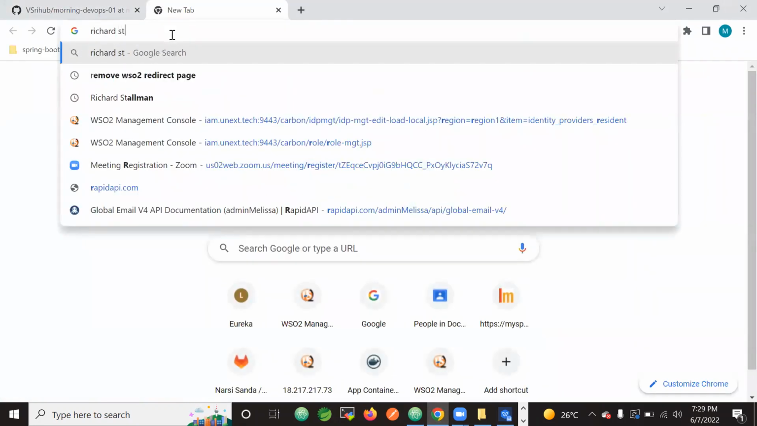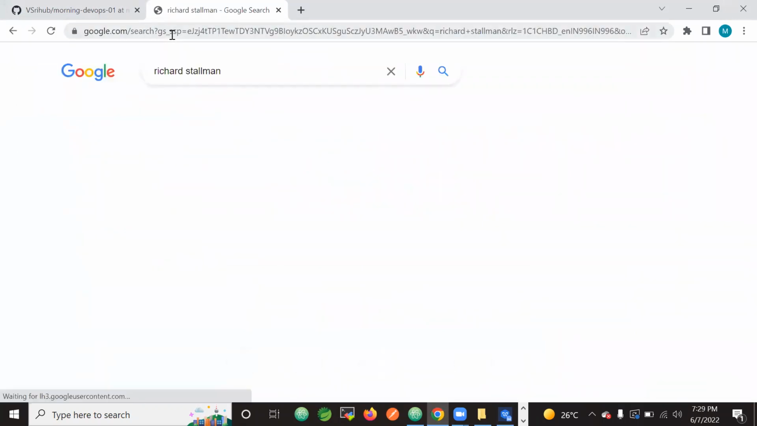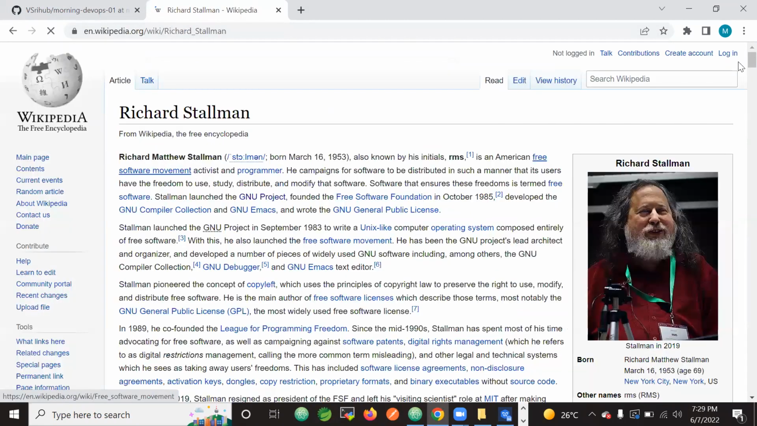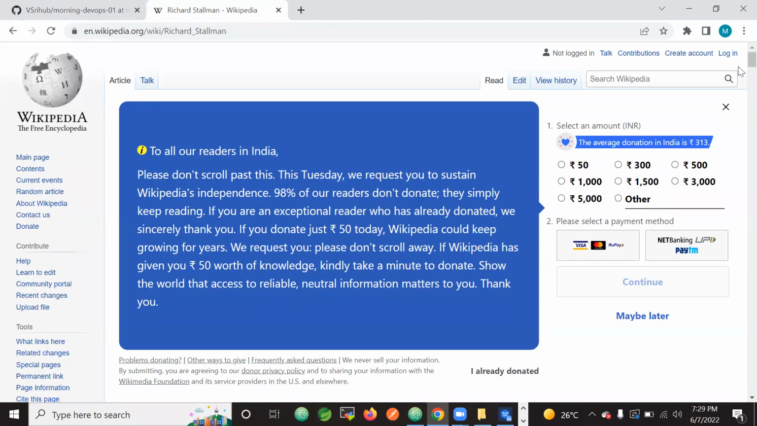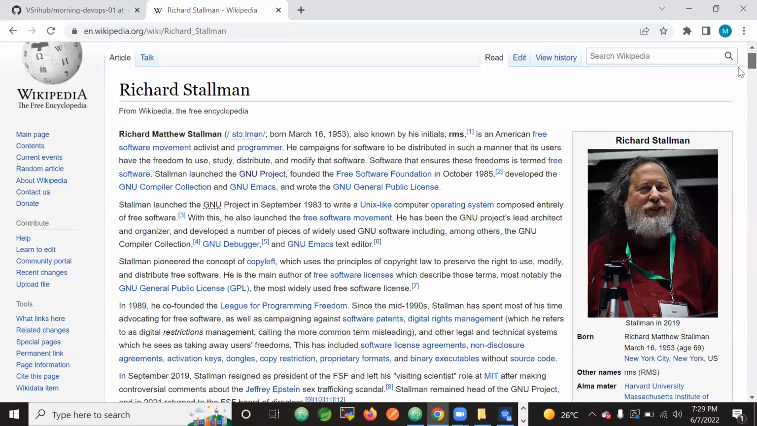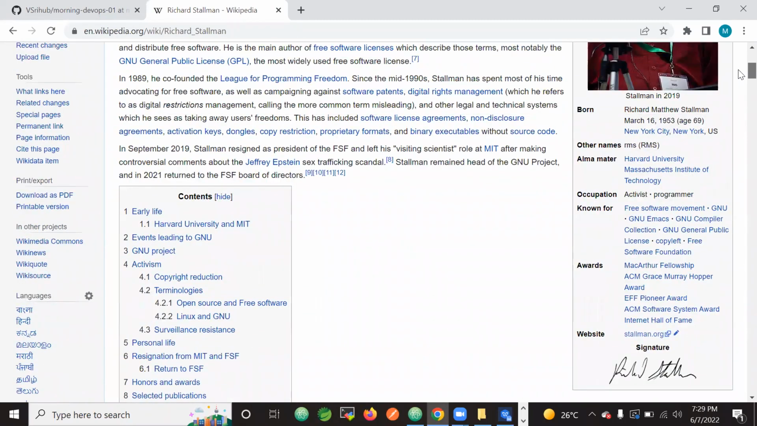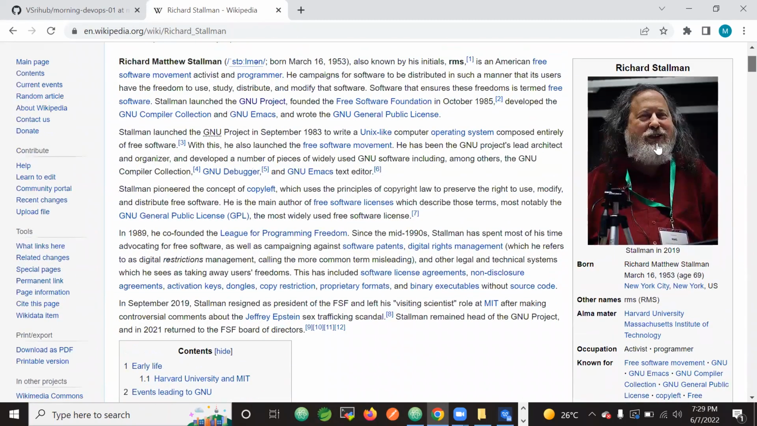Richard Stallman. So he's the guy. Just let me scroll on. Yes, Richard Stallman. Yeah, this man is still alive. Right, so this is the guy.